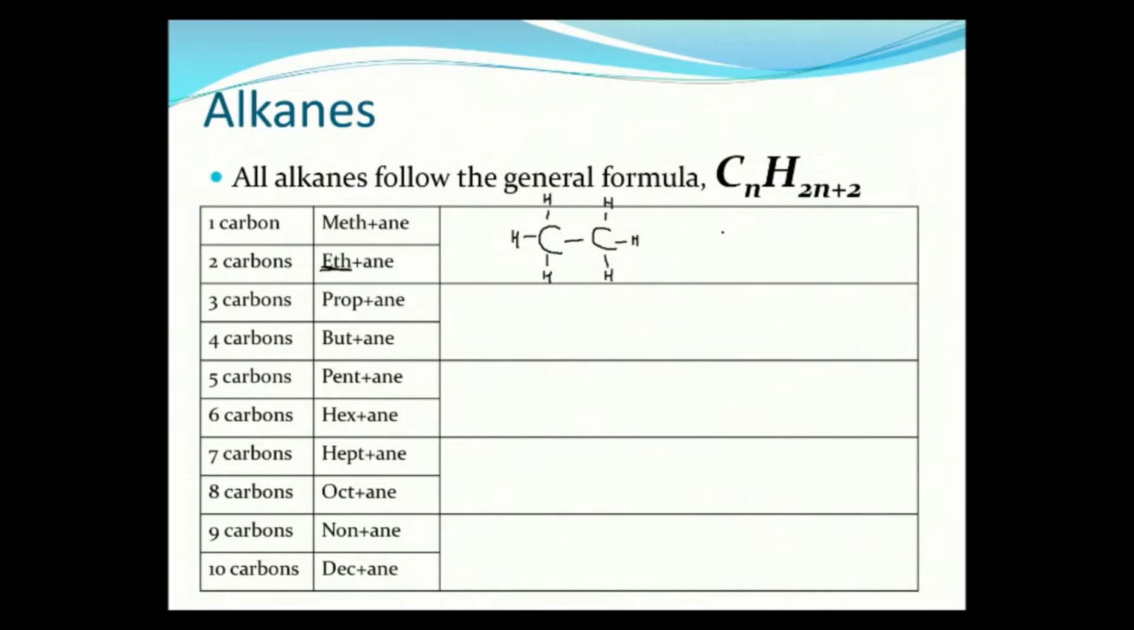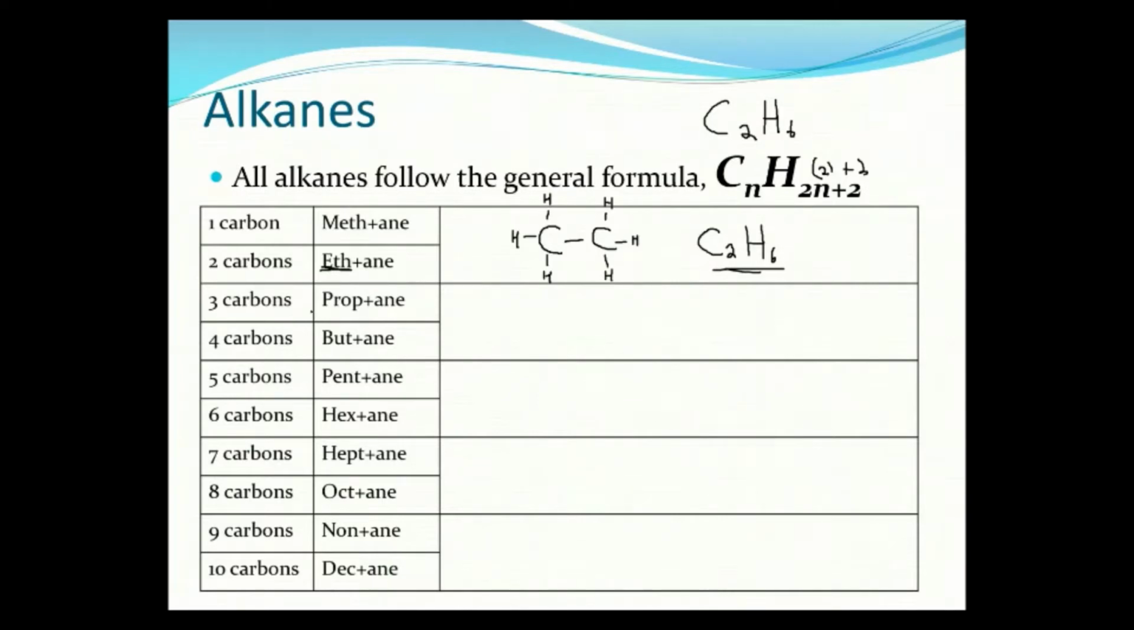And if we wrote out this formula, it would be C2, and then we have 1, 2, 3, 4, 5, 6, H6. Okay. So what this formula means is that if n is 2, C2, well, H is going to be 2 times n plus 2, so 2 times 2 plus 2. Right, so 2 times 2 is 4 plus 2 is 6. So you can use this formula to figure out what the formula would be, or you could just draw it out like that. Okay, I'll do another example.